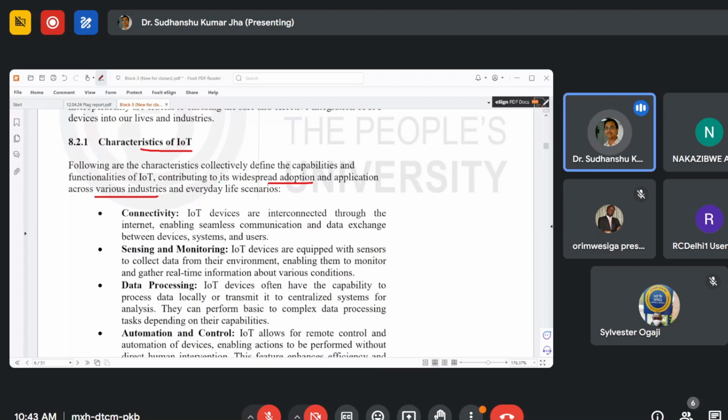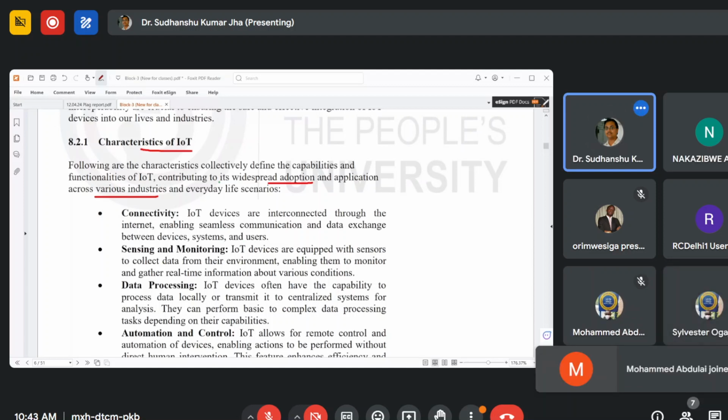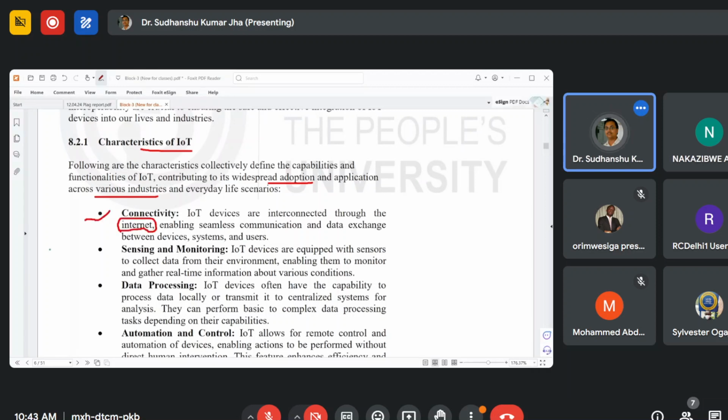So you can see here that these are the following characteristics. The first characteristic is connectivity. IoT devices are connected through the internet. The internet plays one major role because the devices which are IoT enabled must communicate using the internet. So a device may connect to another device, or communicate with other devices as well, through internet technology.